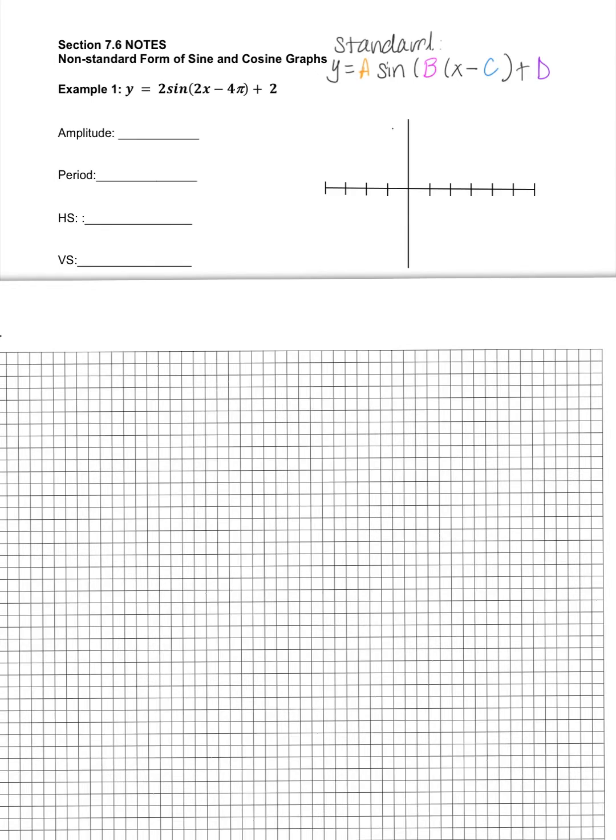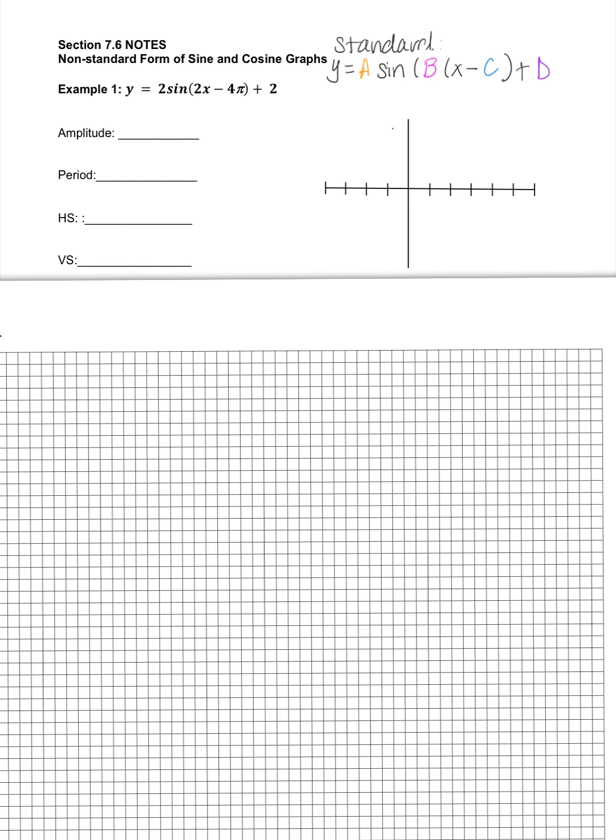Alrighty, everyone, here we are at 7.6 notes, non-standard form of sine and cosine graphs. If you notice up here first, I've written out our standard form, okay? We know A is our amplitude. That determines our vertical stretch.